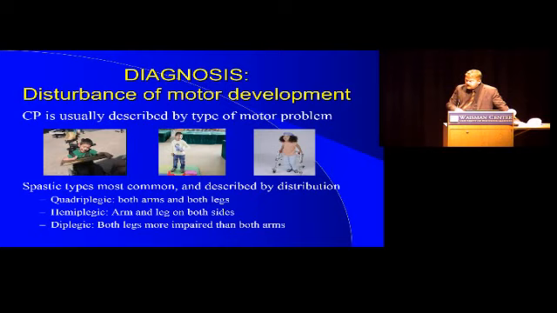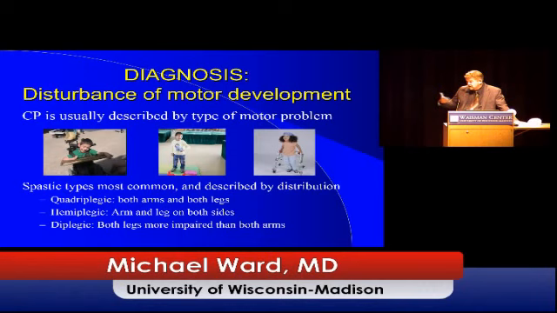Now, we usually describe CP also by the type of motor problem that you have. Where on your body does this affect you? And it's divided. There are spastic types, and then we call movement disorders, which is a different quality of movement. Spasticity is an increase in the reflex activity of the muscles, so that we have areas of stiffness and tightness co-occurring with weakness. And so the spastic types are described by what parts of your body.